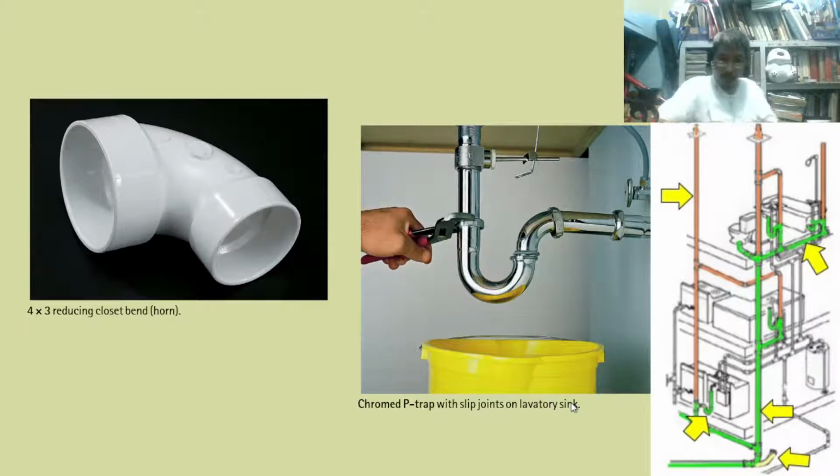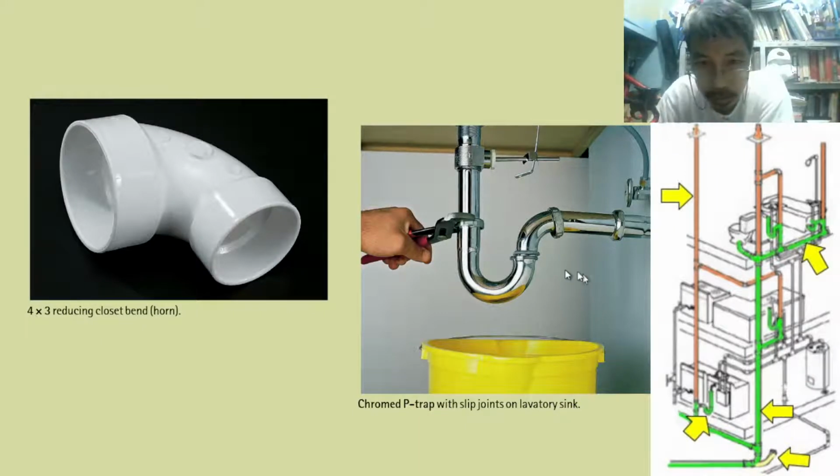What do you mean by slip joint? This is what we call slip joint. This one. Slip joint, to be able to easily disconnect and connect, disconnect. That is what we mean by slip joints.